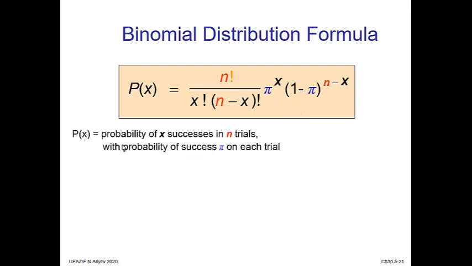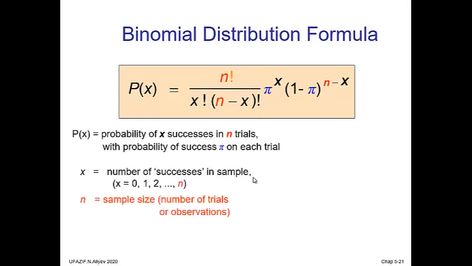This formula calculates for us the probability of x successes in n trials, okay? You do the same thing n times, repeatedly, and what is the probability that x of them will be successful? Of course, with the constant probability of success pi on each trial. Here, x is the number of successes in the sample, n is the sample size, the number of observations, and pi is the probability of success.